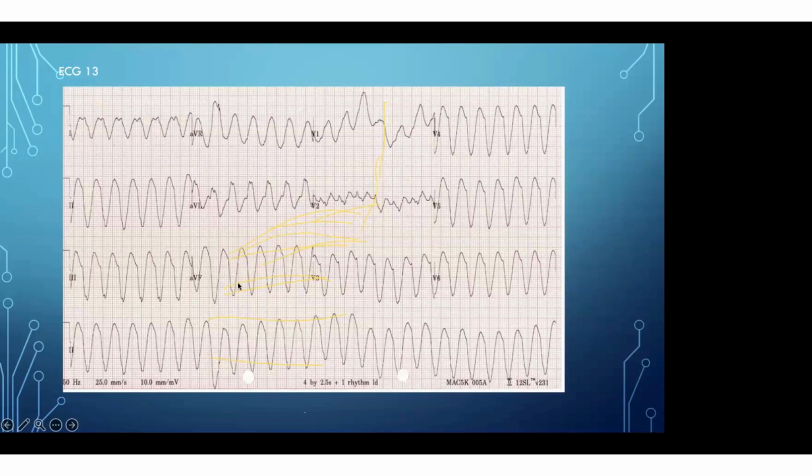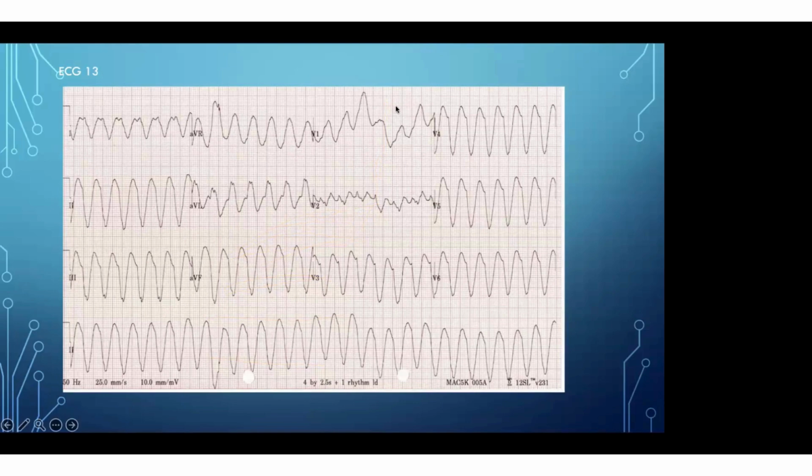This is a broad complex tachycardia. AVF is negative. Lead 1 is negative. So it's an extreme axis, somewhere between -180 and -90. So it's coming from below to up. It's a different axis. Then AVR positivity: AVR is positive.